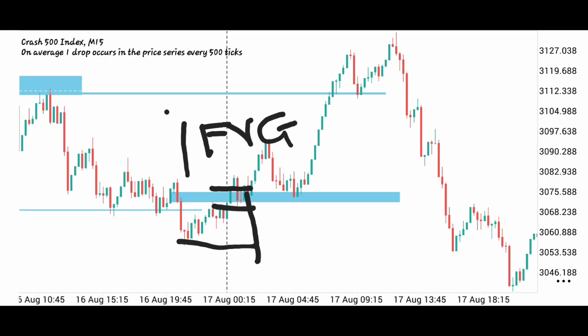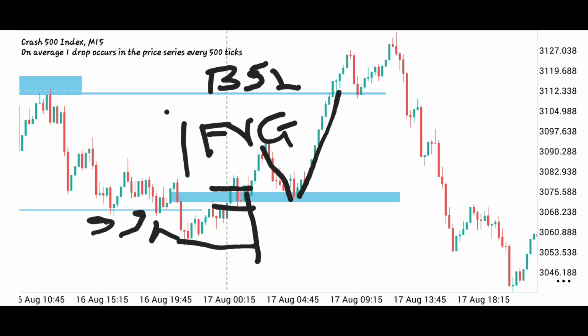So now it's an invasion fair value gap according to ICT. So we are waiting for the market to come back and retest the zone and shoot up, targeting our buy side liquidity, BSL. This one is our sell side liquidity. It was taken.